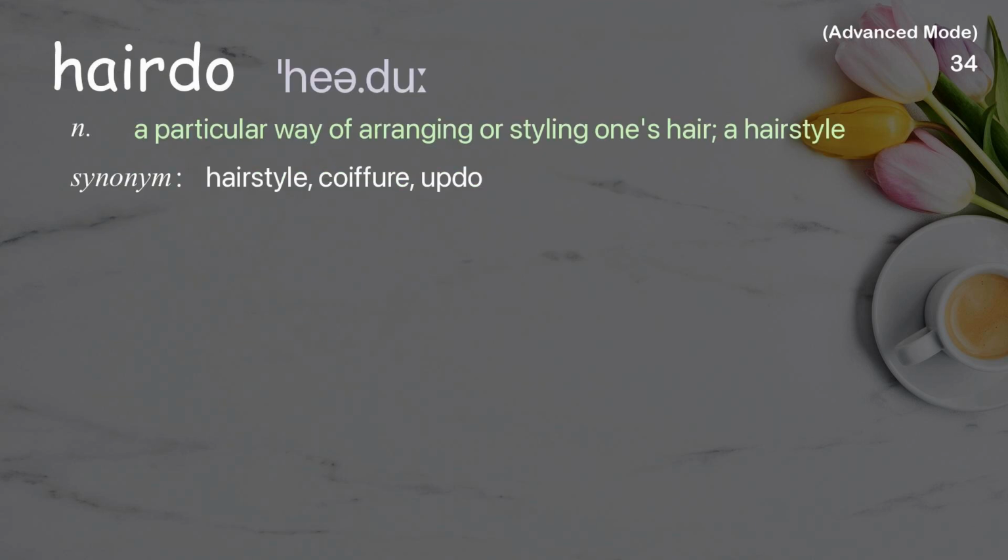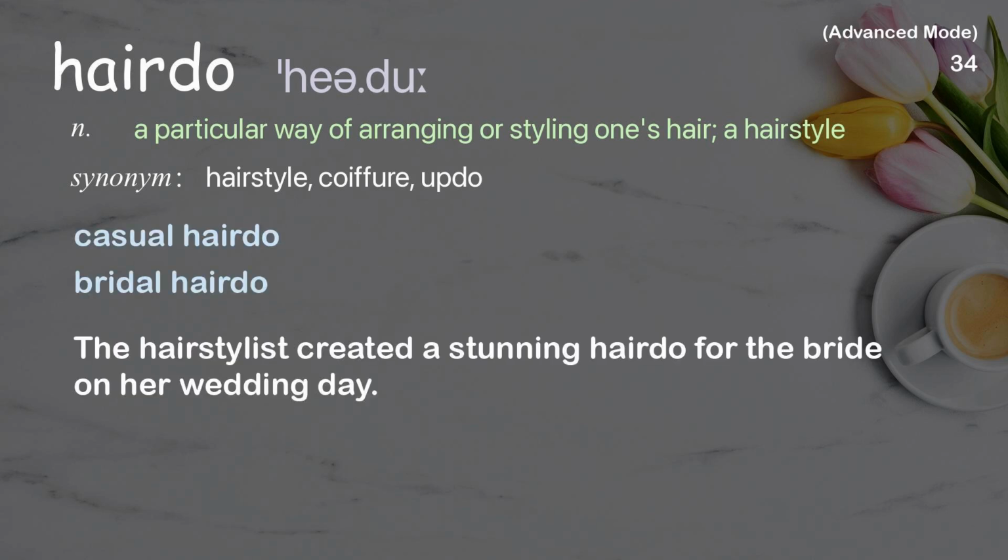Hairdo. A particular way of arranging or styling one's hair, a hairstyle. Examples: Casual hairdo. Bridal hairdo. The hairstylist created a stunning hairdo for the bride on her wedding day.